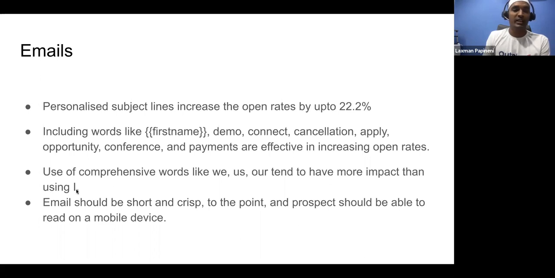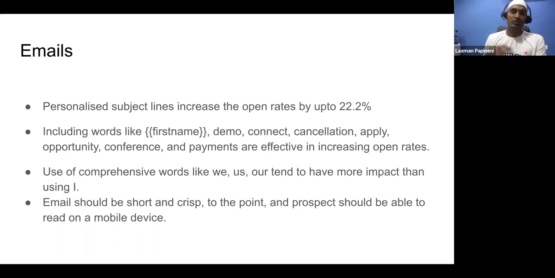Use of inclusive words like we and us tends to work more than using I. This is a study I found online, but I haven't really tested it myself. So I just go by very generic subjects with first names and company names. And it should be very short as well, be it your subject or your whole pitch.